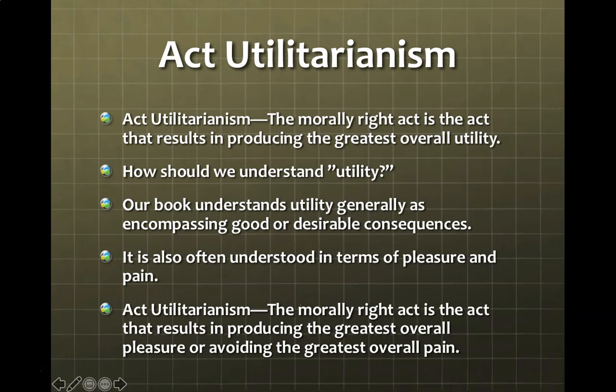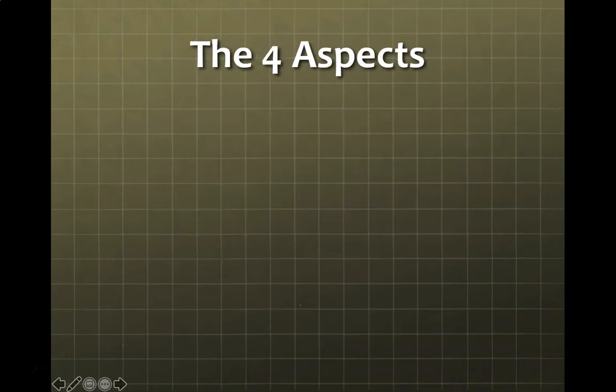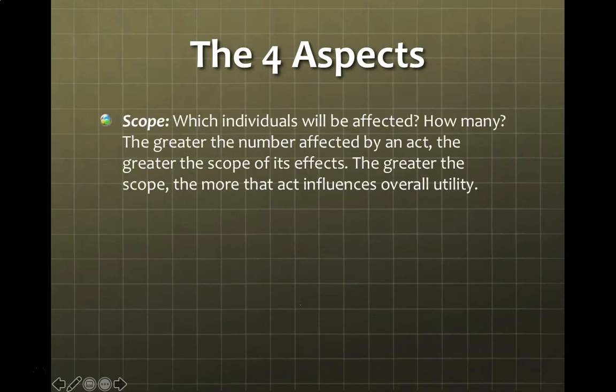Now, as we may have discovered, Act Utilitarianism requires us to do this thing called a hedonistic calculus. Now, we might wonder what exactly it is that we measure to figure this out. There are a variety of different systems that we can use, but the one that our book chooses is to consider 4 aspects. So we might consider the scope.